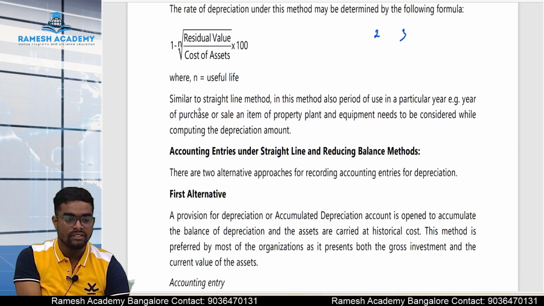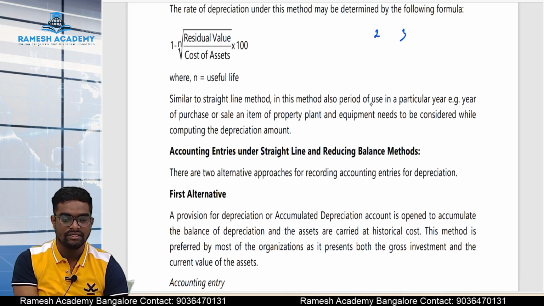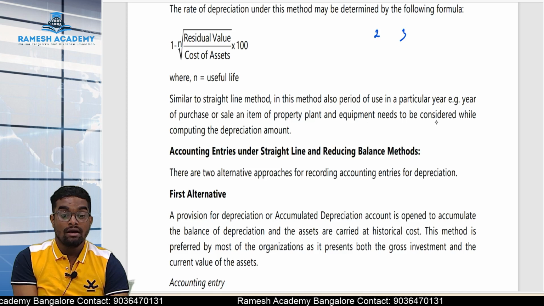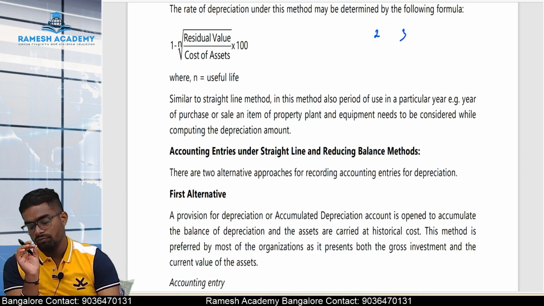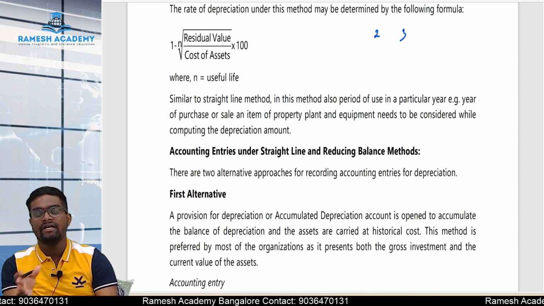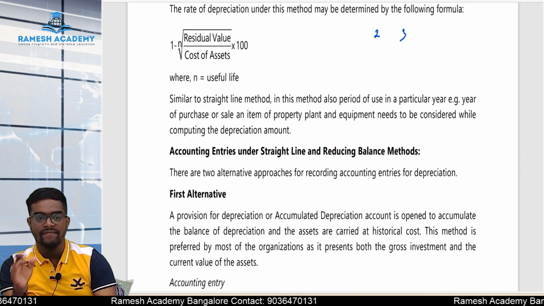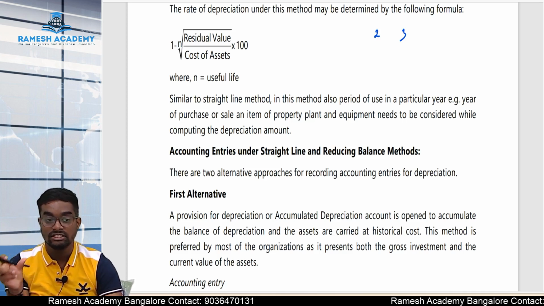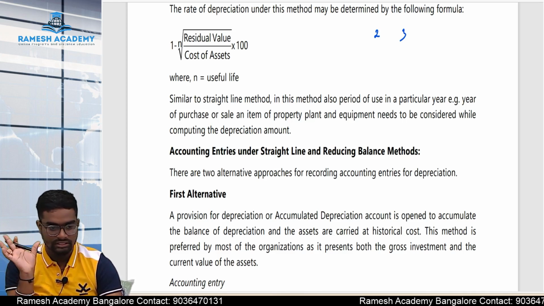Now, similar to the straight line method, in this method also the period of use in a particular year matters. That's what they are meant to tell here: if you purchase the asset in the middle of the year, or when you sell it in the middle of the year, you have to charge depreciation for only those months in which the asset was there and not for the whole year. That's what they are telling here.